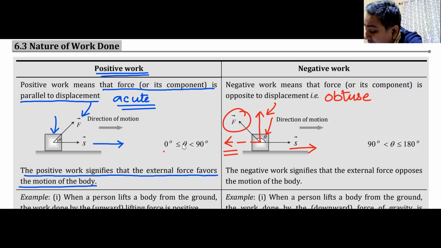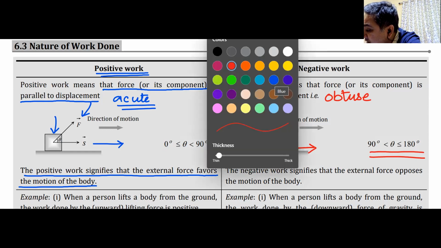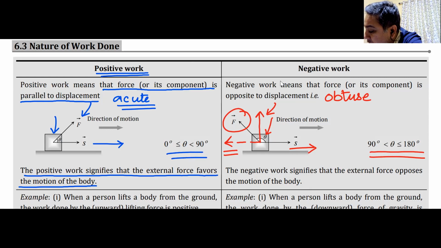It is simplified in this fashion. If you can see here, you have obtuse angle. If you see here, you have acute angle. Do we understand this? So if the angle is acute, work done would be positive. If the angle is obtuse, work done would be negative. If you understand this, no need to write this. But if you can write this, it is good to have it in a tabular form.